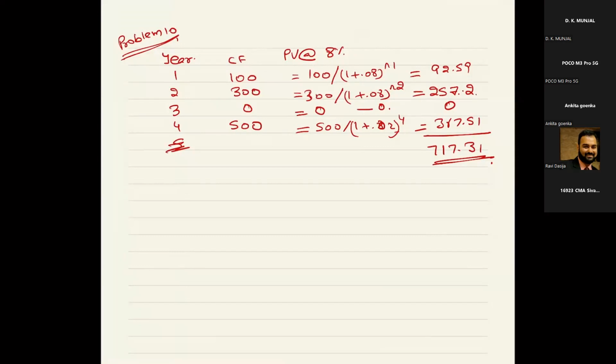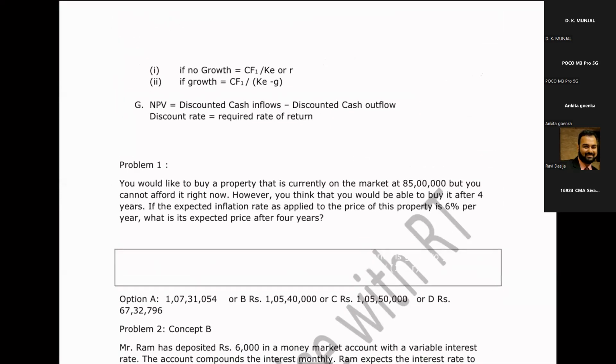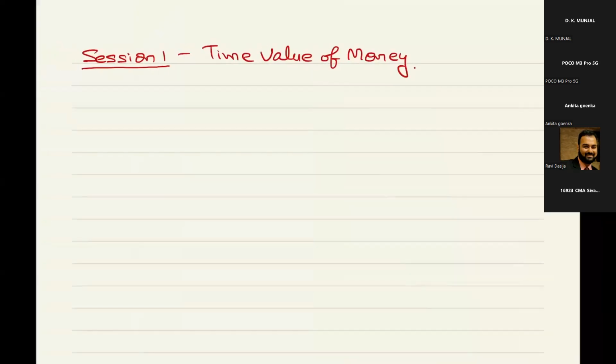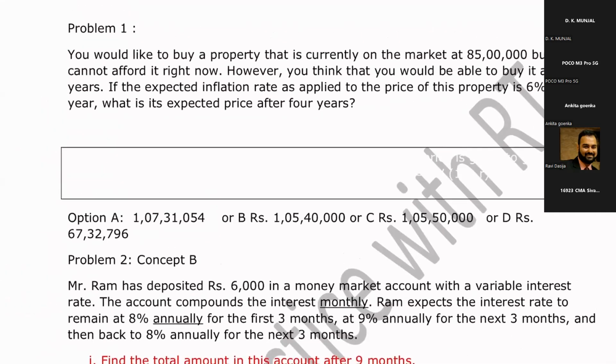So let us switch to the document of time value of money, where we have given the concepts. Next problem. Very simple questions.